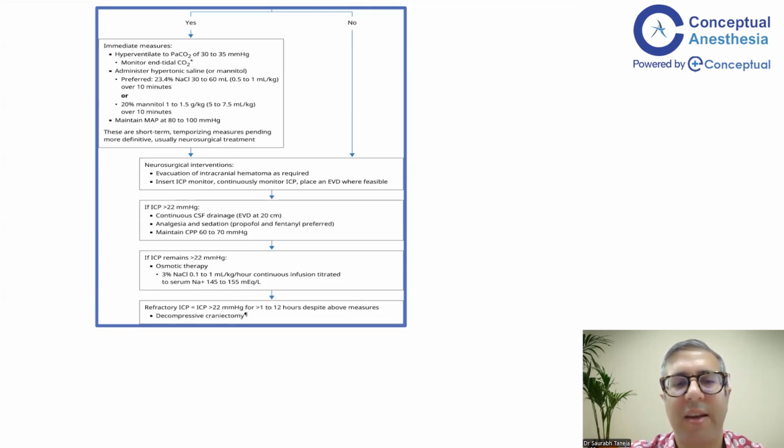If the ICP is still raised, we may require osmotic therapy. Again, as I told you, the preferred is hypertonic saline, a continuous infusion, trying to maintain the sodium around 150 to 155. And if it is refractory, we may go for a decompressive craniectomy.